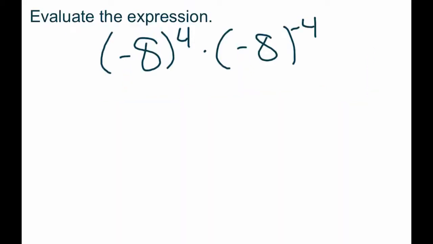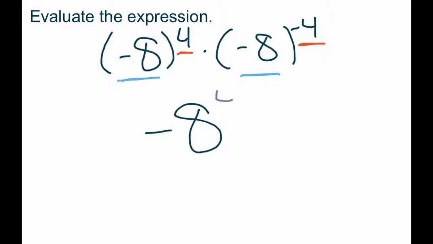Let's try another, more complicated example. Here we are going to evaluate the expression. As you remember before, when we have two powers multiplied by each other with the same base, and here we see our base is negative 8 for both, then we add the powers together. So here we add the powers 4 and negative 4. We rewrite our base of negative 8 because the base is the same, and because they're multiplied, we're going to add 4 and negative 4.